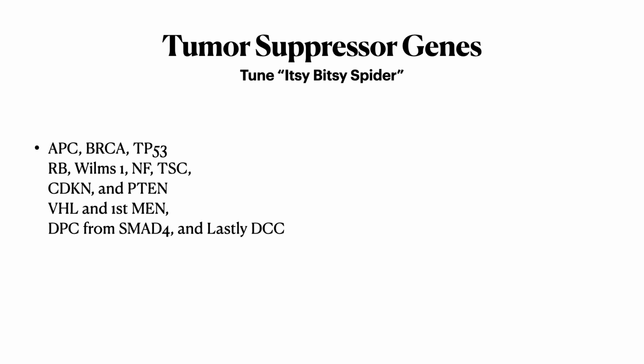So the song is APC, BRCA, TP53, RB, WIMS1, and FTSC, CDK and NP10, BHL and first main, DPC from SMART4 and lastly DCC, DPC from SMART4 and lastly DCC.